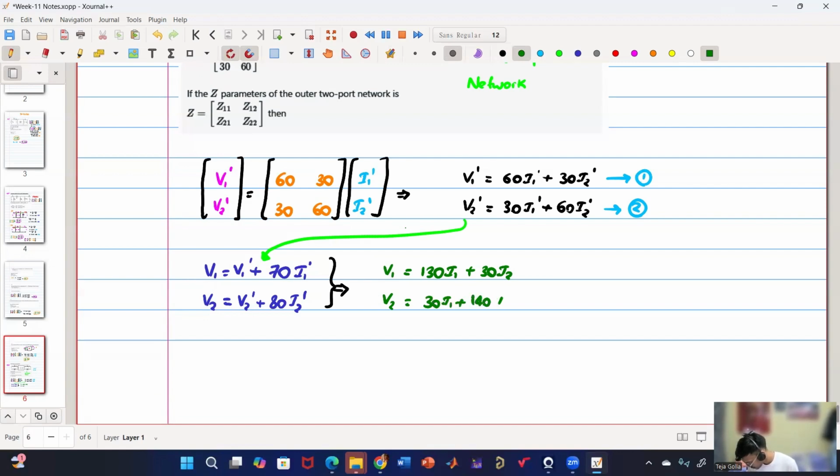Yes, very good. So from this, can you tell me my Z parameters? Sir, Z11 is 130. Okay, you can directly write the values. Z11 is 130, Z12 is 30, Z21 is 30, Z22 is 140.